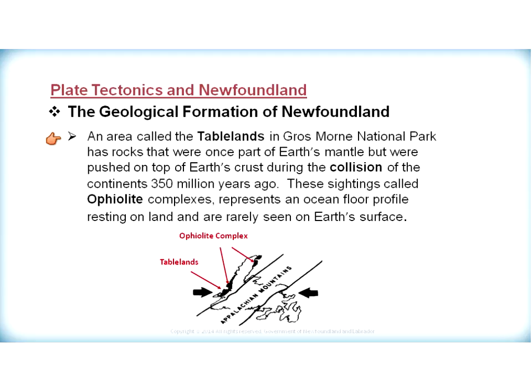An area called the Tablelands in Gros Morne National Park has rocks that were once part of the Earth's mantle, but were pushed on top of Earth's crust during the collision of the two tectonic plates approximately 350 million years ago. These sites are called ophiolite complexes and represent the ocean floor profile resting on land, and they are rarely seen on Earth's surface. If we look at the diagram, we see that an area on the western portion of Newfoundland called the Tablelands displays some of these ophiolite complexes, and also there's an area up on the northern portion of the Northern Peninsula which also displays ophiolite complexes.